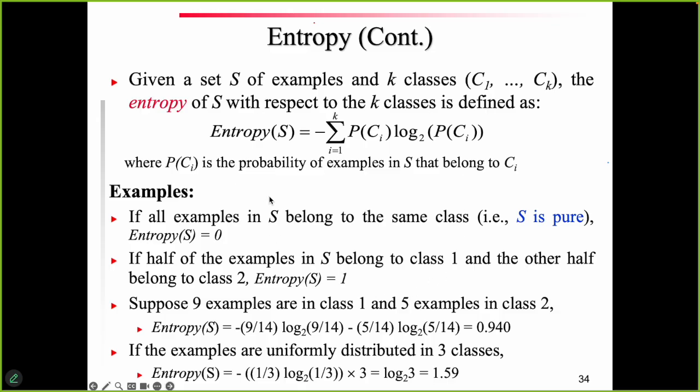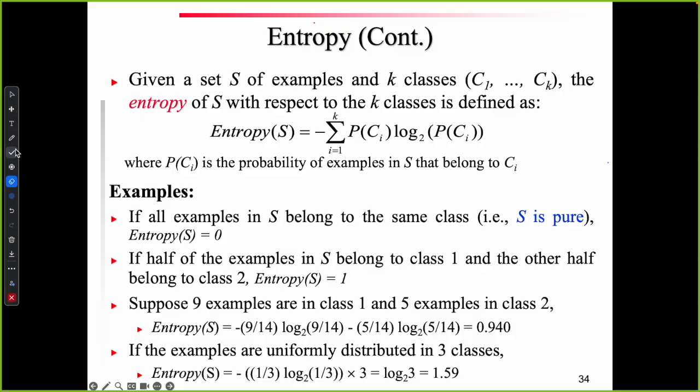So here is the formal definition. We start with a set S of examples. Suppose we have K classes. So entropy is just measured using the class probabilities, as you see here. So for each class, we compute its probability in S, and we combine them using this formula. So let me also write.